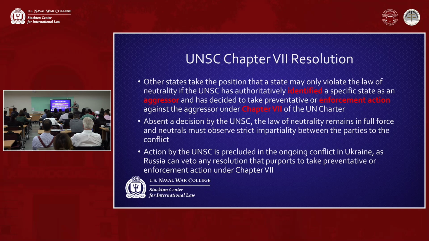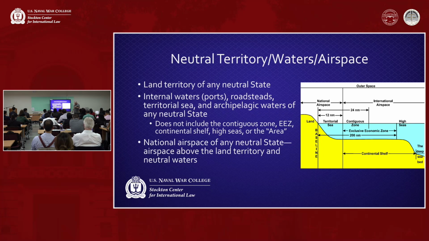Again, this really isn't realistic in a conflict with any of the permanent five members of the Security Council. So if China were to go to war, or the U.S. would go to war, or in this case Russia is at war, they're going to veto any type of UN Security Council resolution that would identify them as an aggressor. So this is not realistic in a situation where one of the parties to the conflict holds a veto in the Security Council.